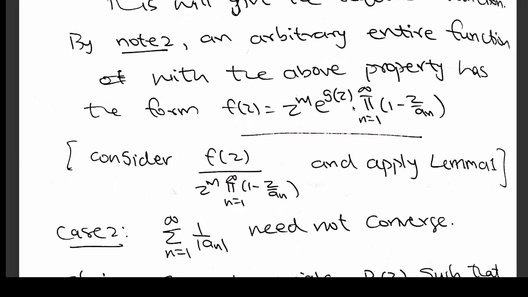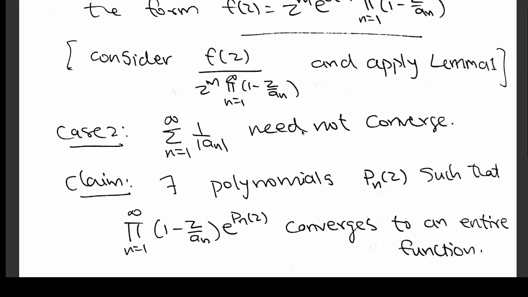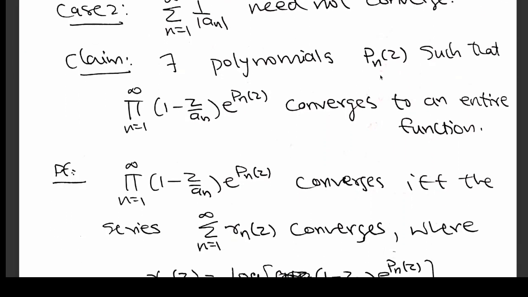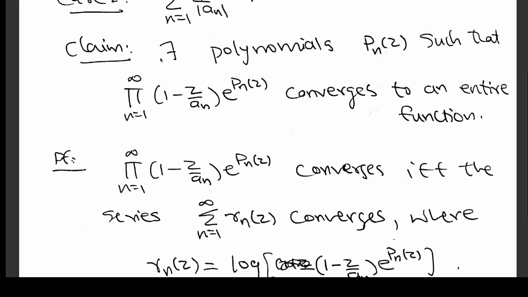So in this case, there is no additional term coming to picture. Now case 2. So this is the situation when we handle when this convergence happens. Now what happens if this need not converge? Then you need to add some additional quantities to make this convergent. So my claim is that there exist polynomials Pn(z) such that this product is convergent. The product of (1 - z/an) times this will converge to an entire function.